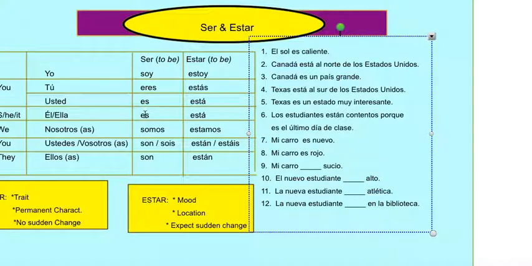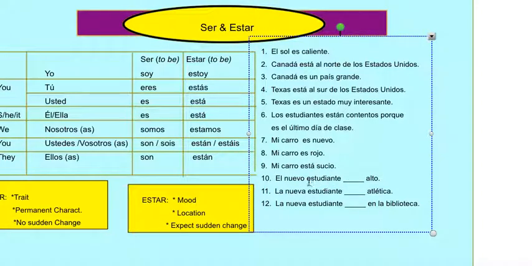My car is sucio, is dirty. Do you expect it to change in a short time? So it's a sudden change. So it will be ser, I'm sorry, estar. Estar, está. Mi carro está sucio.